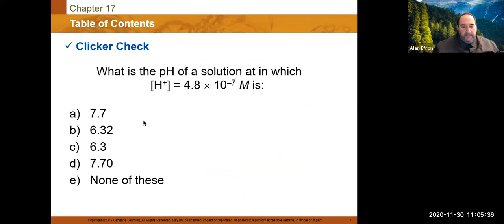So why don't you try this? What is the pH of the solution while we're at it? What is the pOH and what is the OH minus? And is it acidic, basic, or neutral? So give it a go, see what you come up with.